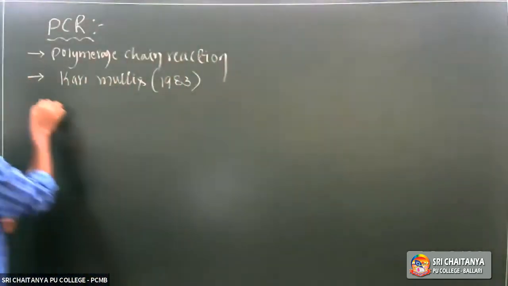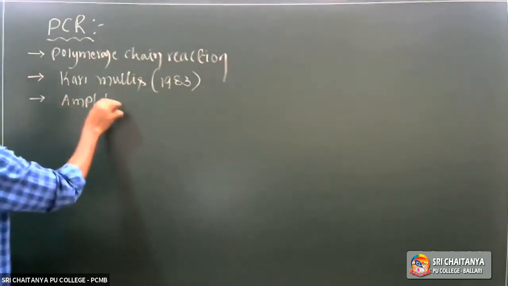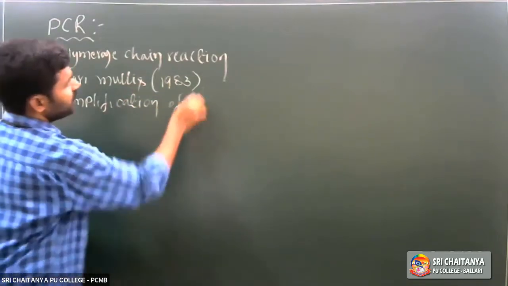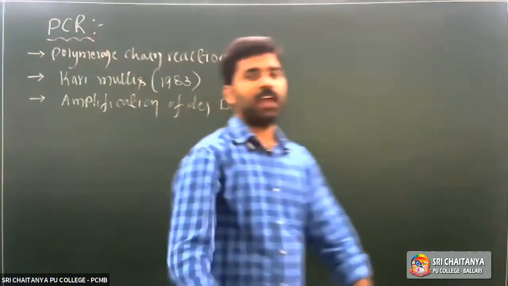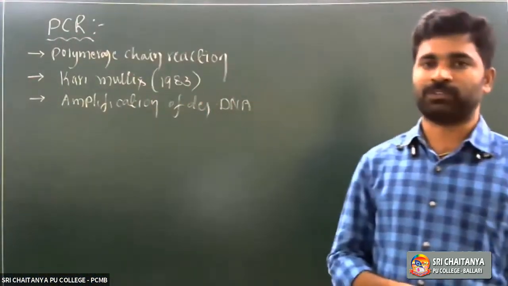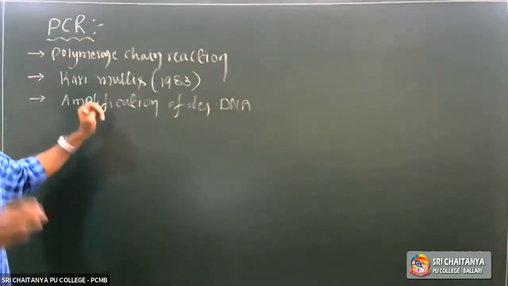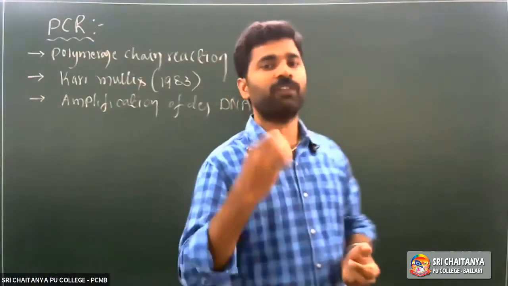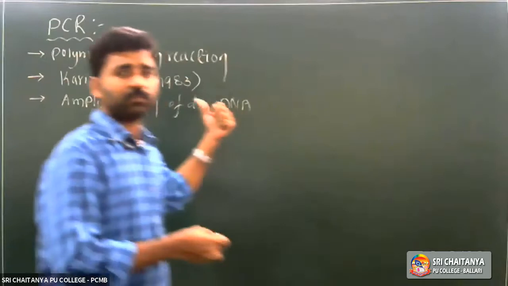And one more thing, what is the main objective or main function of the PCR technique? It is the amplification of desirable genetic material. The required DNA or desirable genetic material is amplified into billions of copies by using the PCR technique. Simple definition for the PCR technique: amplification or multiplication of desirable DNA fragments is called the PCR technique.